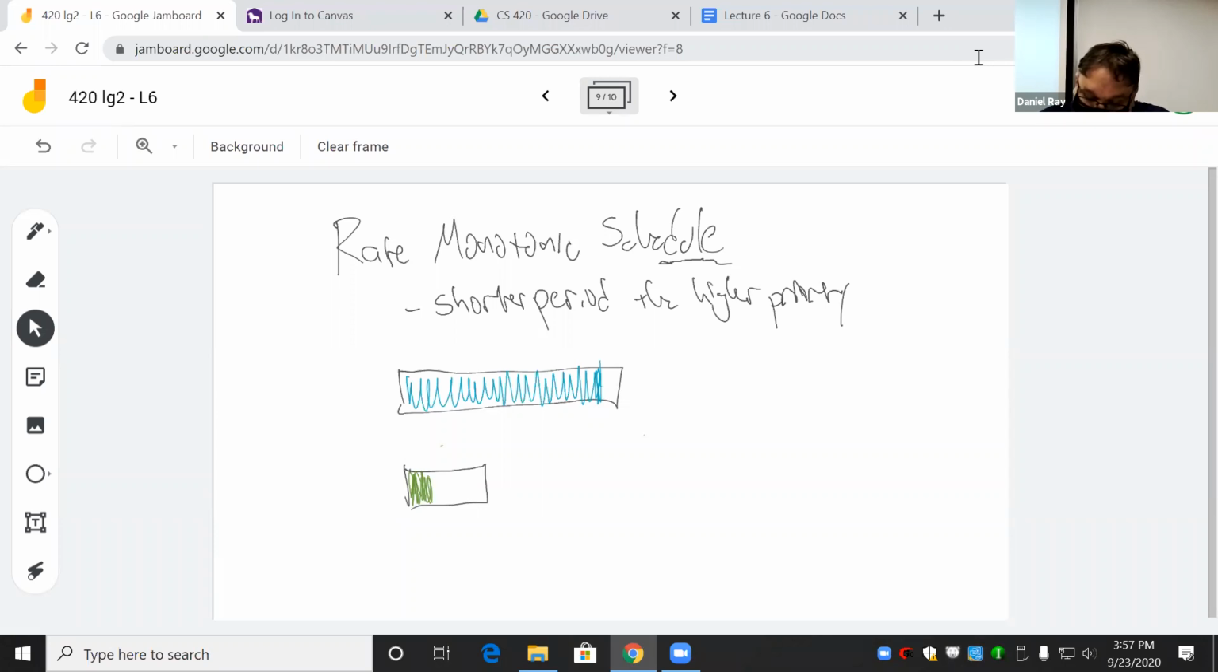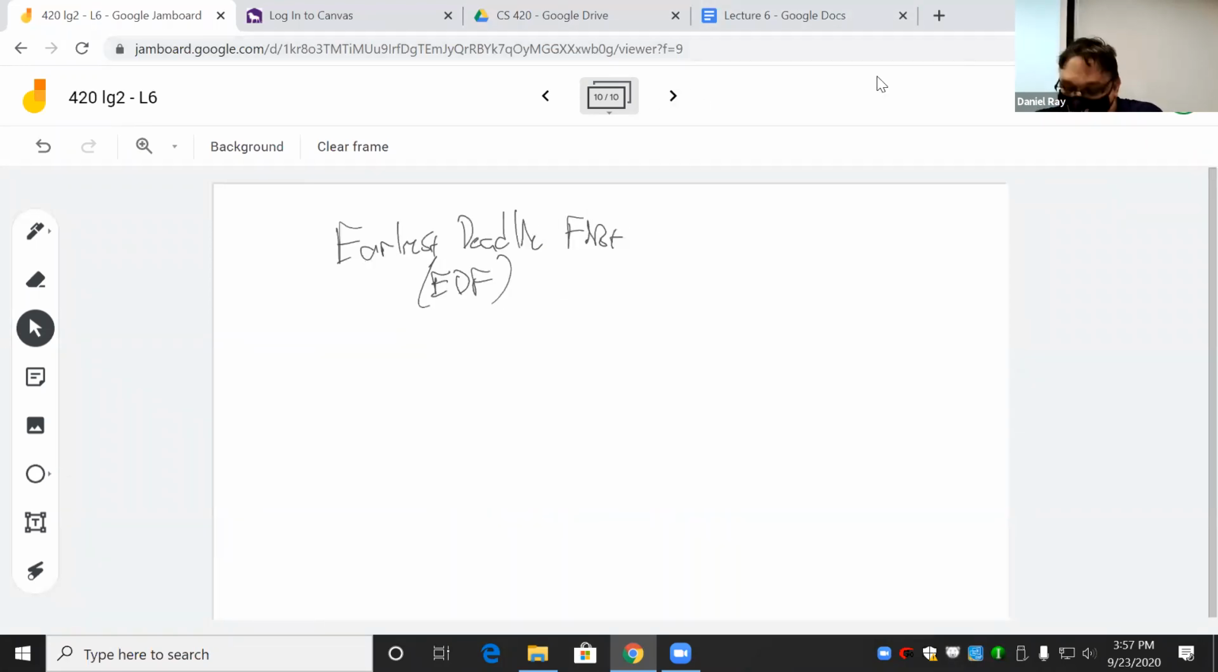So let's look at a different potential algorithm. Let's look at the earliest deadline first algorithm, right? Or EDF, earliest deadline first. What that does, the shorter the remaining time, the higher the priority. Okay, the shorter the remaining time before the end of the deadline, the higher the priority.